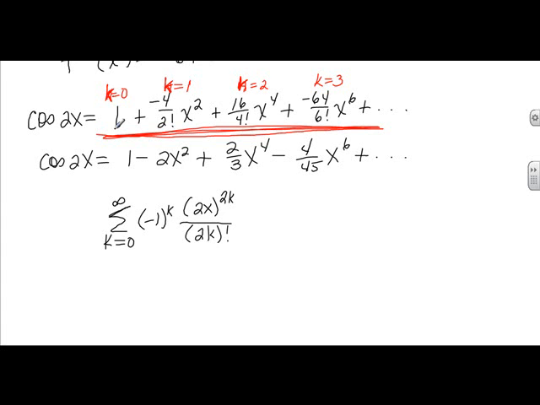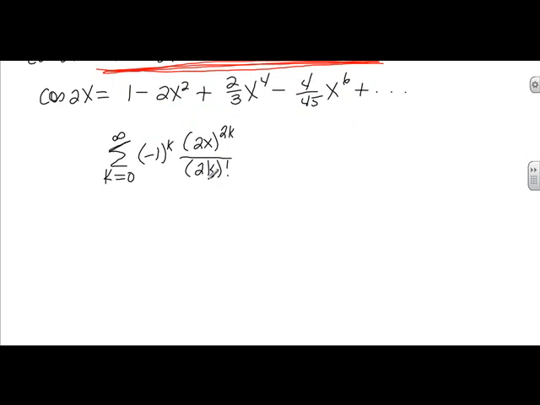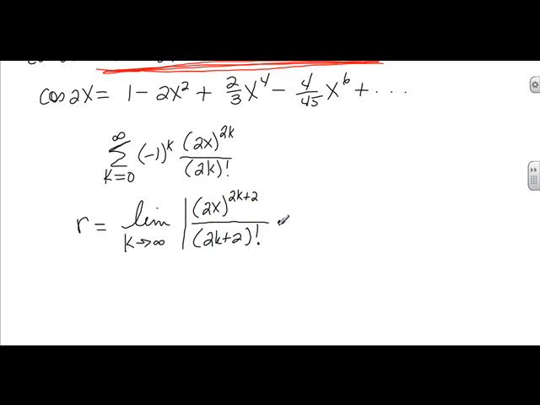So you have to have that notation to be able to find the interval of convergence, because we've got a factorial. I'm going to use the ratio test, which is the limit as k approaches infinity of the quantity 2x raised to the 2k plus 2 power divided by the quantity 2k plus 2 factorial. And that's multiplied by the reciprocal of the kth term. So I'm dividing a sub k plus 1 by a sub k.